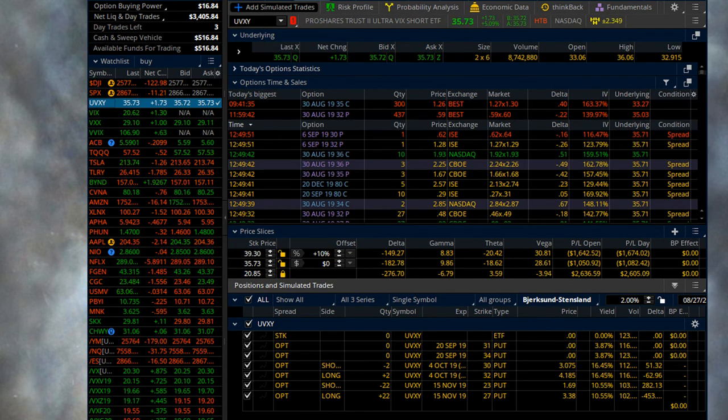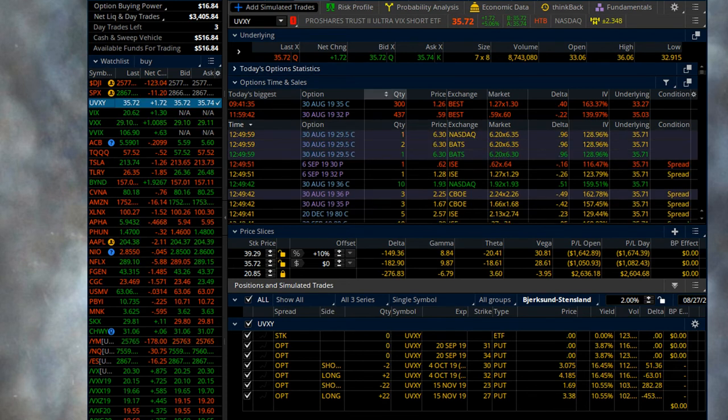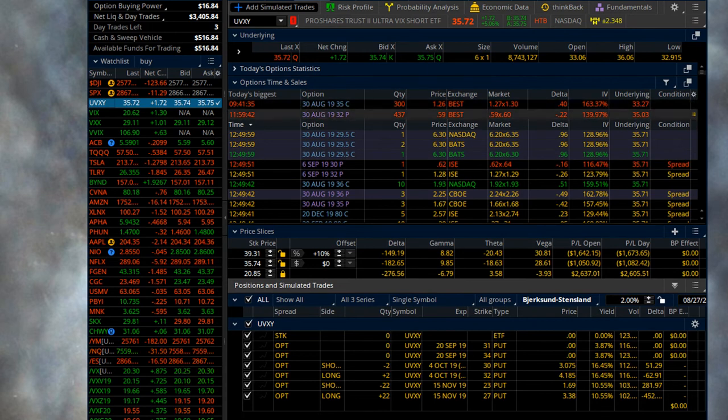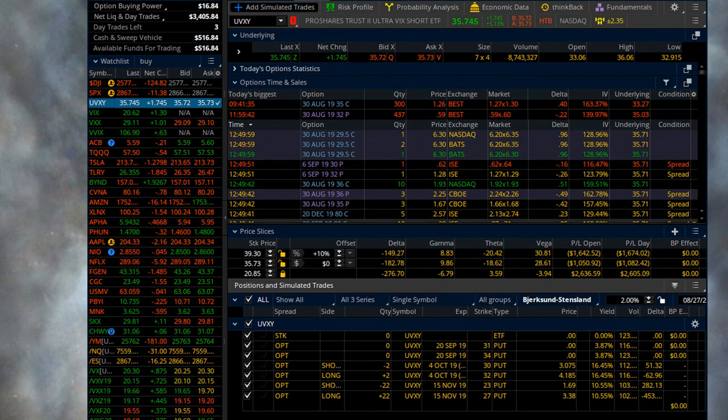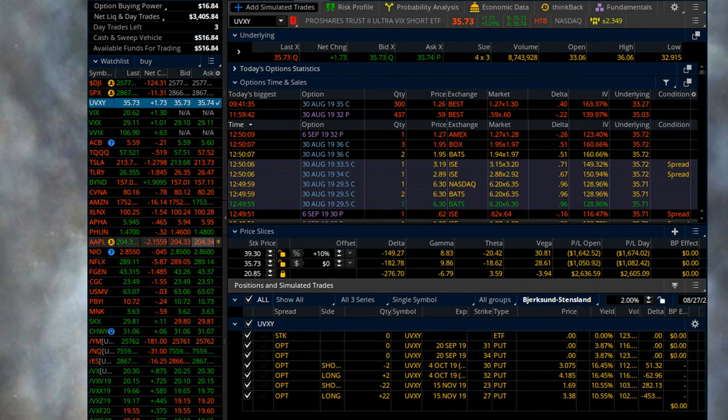But you know, they are getting kind of burned on this one to the upside a little bit because we have broken through the 35 strike. We'll see if we end the week above the 35 strike, but here we go. As we speak, UVXY is getting cranked up again.